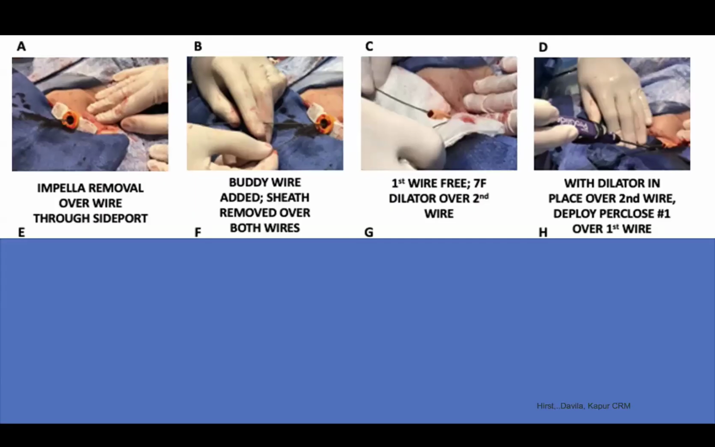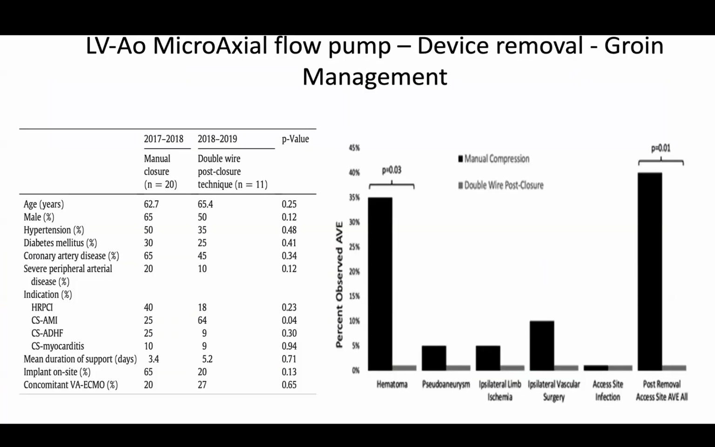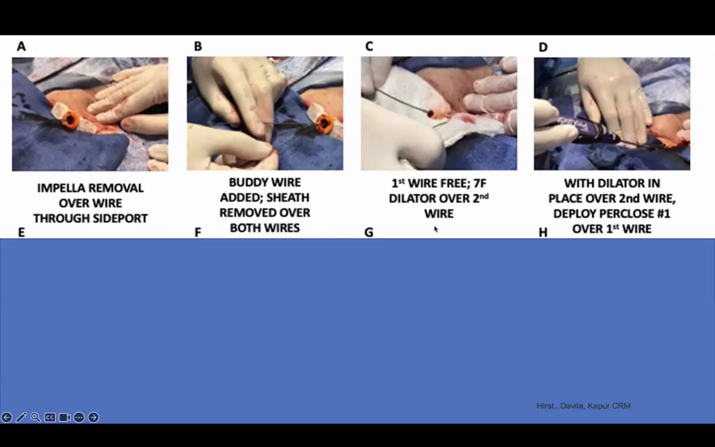So here's what John was mentioning, and this is actually post-closure. This was right after the side port was available, comparing what happens to groins if you just hold pressure, right? Or you do the post-closure technique. So clearly, if you're able to close it with the post-closure, all the complications decrease significantly compared to manual hold. This is post-closure. What John was referring to is pre-closure, right?